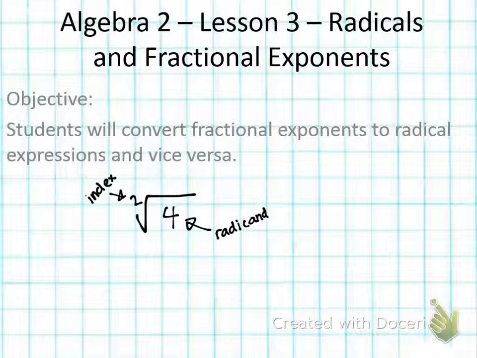What was your first answer? 2. Okay, what else would equal 4? Negative 2. Right. Good. Negative 2 times negative 2. So when we have the square root, in this case we have 2 answers.